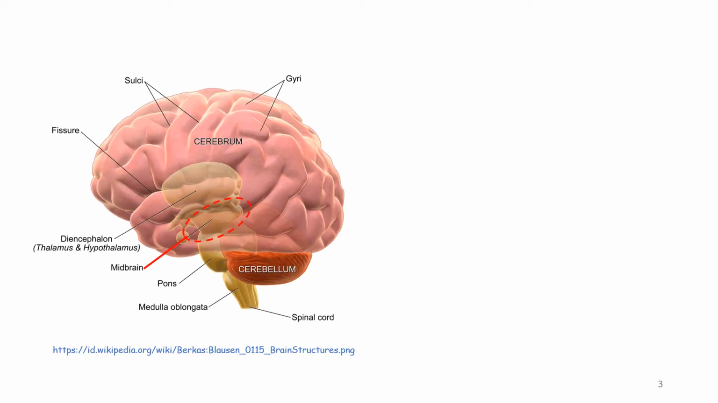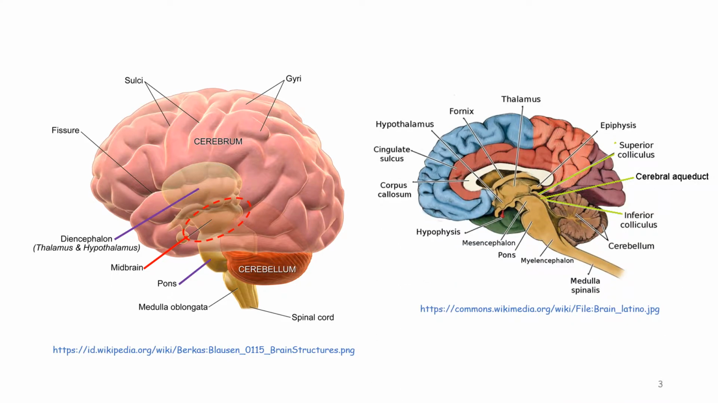Mesencephalon or midbrain is located in between the thalamus and hypothalamus of the diencephalon and the pons of the rhombencephalon. On hemisection of the brain, the midbrain is identified by the presence of the cerebral aqueduct and the superior and inferior colliculus.